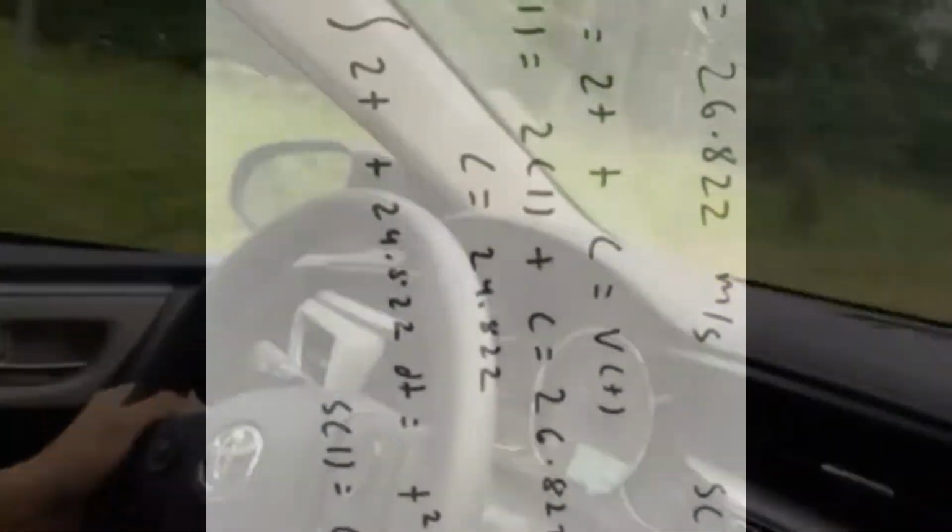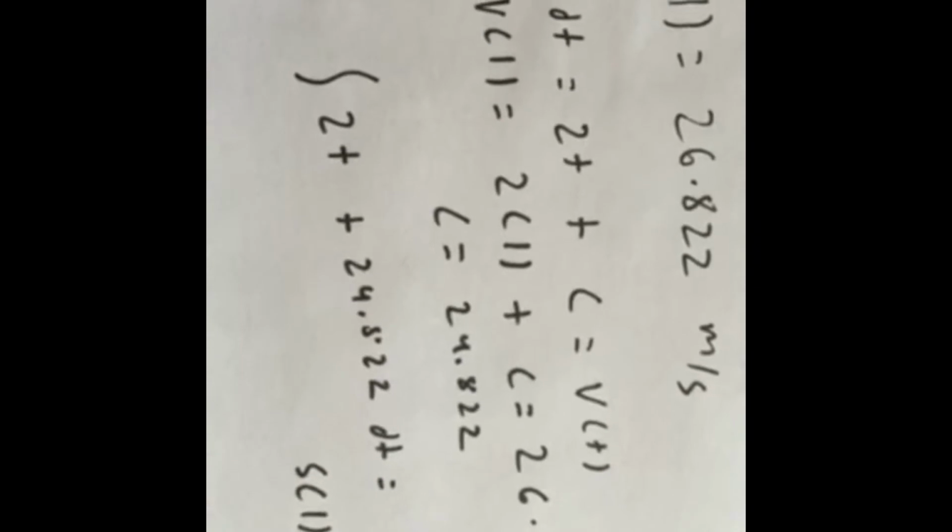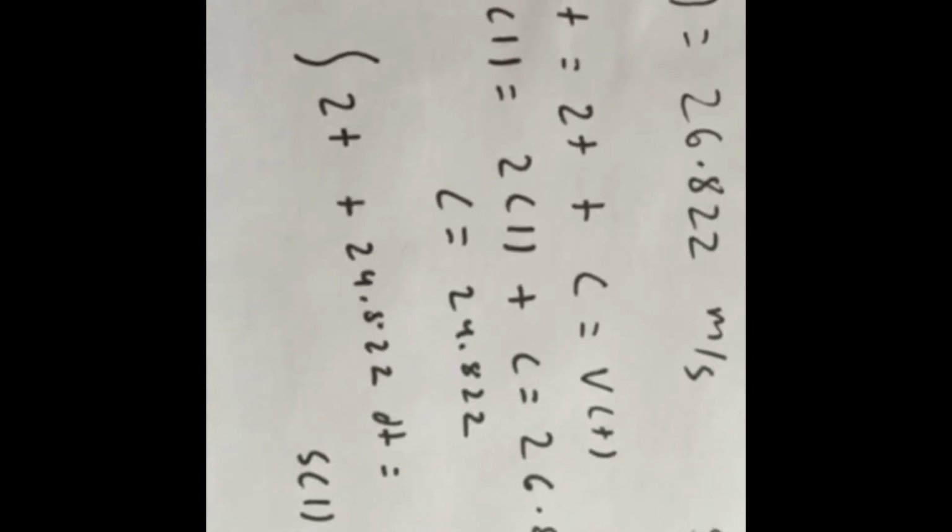So to figure out what our constant c is, we can say that v at 1 second, which we know is equal to 26.822. We just go ahead and plug it in. Anywhere there's a t in your function, you're going to plug in a 1. So it's 2 plus c equals 26.822. So c will give us 24.822.